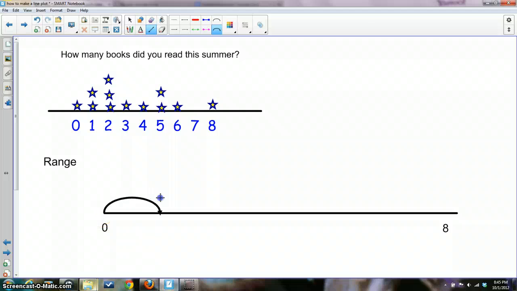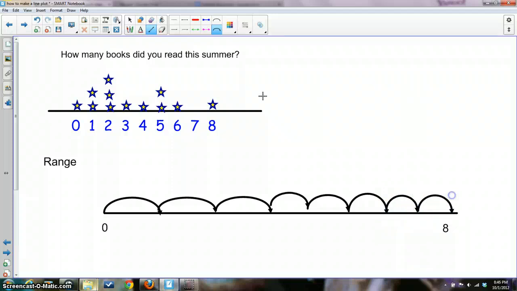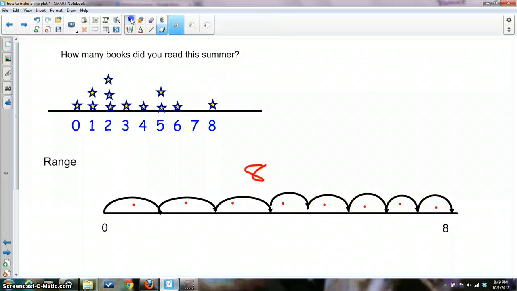So here's 1, 2, 3, 4, 5, 6, 7, 8. So there is a total of 8 jumps. 1, 2, 3, 4, 5, 6, 7, 8. So that means that our range equals 8.